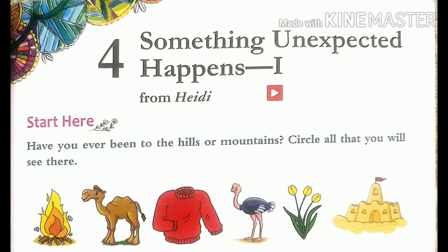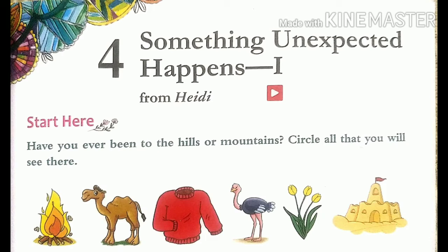So, children, have you ever been to the hills or mountains? Yes, of course, we would have gone to Kodaikanal or Ooty. So, here they have given 6 pictures. You have to circle all that you will see on the hills or mountains. Among the 6 pictures, you have to circle the pictures that you will see on the hills or mountains.